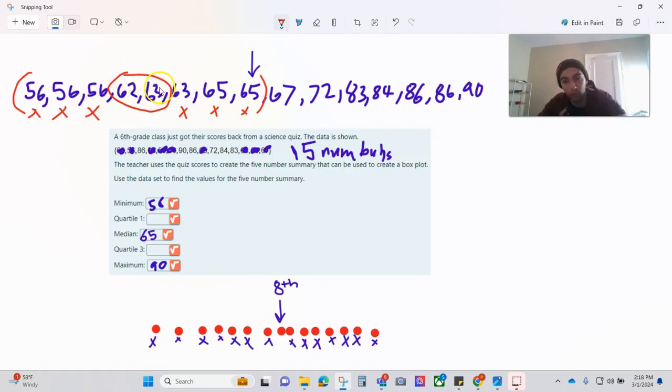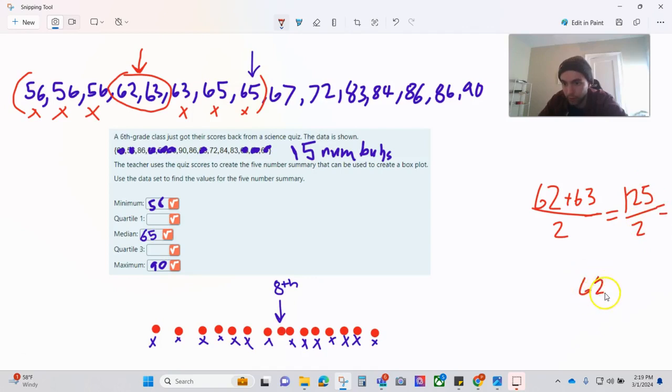When you have 2 middle numbers, the median or the quartile is the number that's between the 2 middle numbers. So what's between 62 and 63? Well, if you can't think it, a formula you can use is you add the 2 numbers and divide by 2. For this, 125 divided by 2 is 62.5. So that is quartile 1.